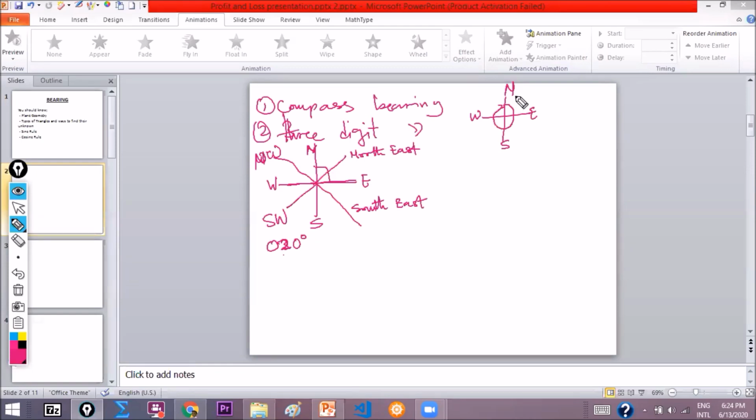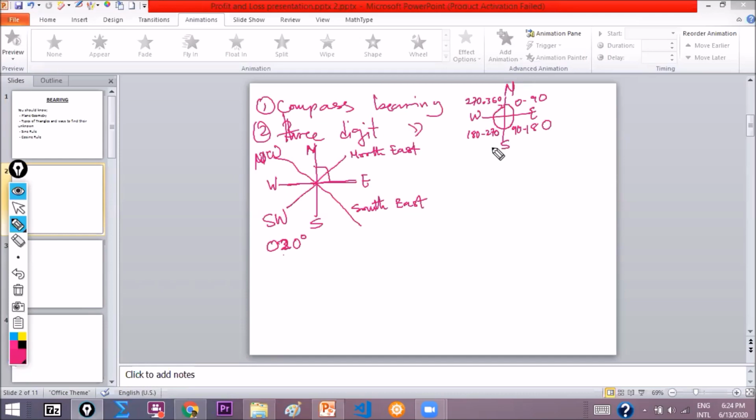Where this first quadrant is between what? 0 and 90 degrees. The second quadrant is between what? Between 90 and what? 180 degree. Your third quadrant, are you with me? Yes. Your third quadrant is between what? 180 and what? 270 degree. While your fourth quadrant is between what? 270 and what? 360 degree. Okay? Are you following me?